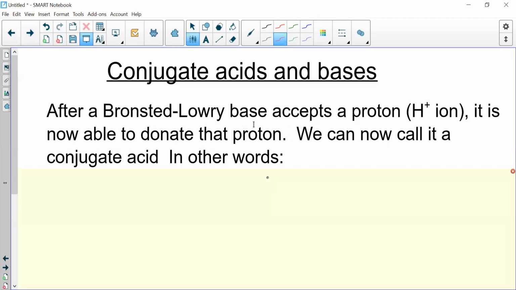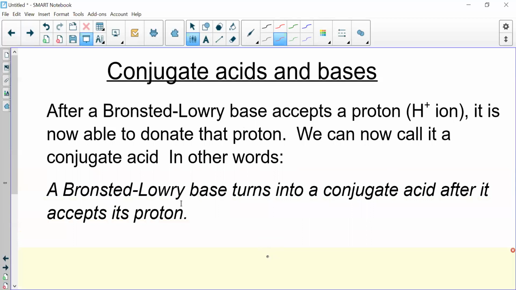Similarly, a Bronsted-Lowry base accepts a proton. Picture your friend catches the beach ball. Okay, your friend just acted like a base. Well, now your friend's holding a beach ball, and your friend can pass that beach ball back to you. So your friend, by accepting the proton as a base, now can act as an acid, and we call that a conjugate acid. In other words, a Bronsted-Lowry base turns into a conjugate acid after it accepts its proton. So there are these conjugate acid-base pairs where the acid will then become the conjugate base, and the base will then become the conjugate acid.